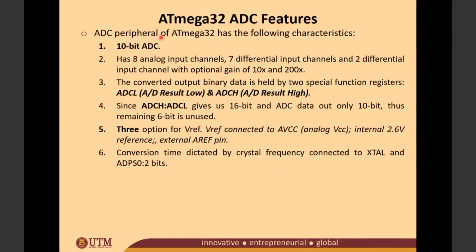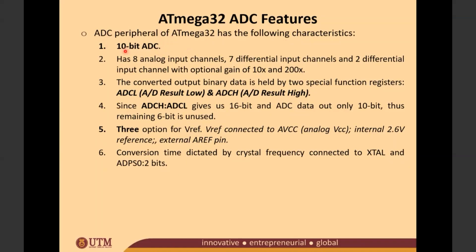The ADC peripheral of ATmega32 has the following characteristics. First, the resolution for ATmega32 is a 10-bit ADC. So with a 10-bit ADC, what is the step size? You can work it out. First you get the number of steps, which is 2 to the power of 10, that is 1024. And then for the step size, you divide VREF by the number of steps, and you will get the step size.